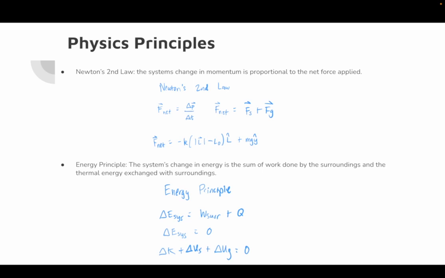So our physics principles are Newton's second law. The system's change in momentum is proportional to the net force applied. And here you can see the equations for that. And the energy principle is that the system's change in energy is the sum of work done by the surroundings and the thermal energy exchange with surroundings. And here we can see that the total change in all of the energies will be zero.